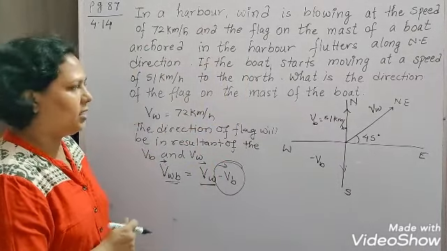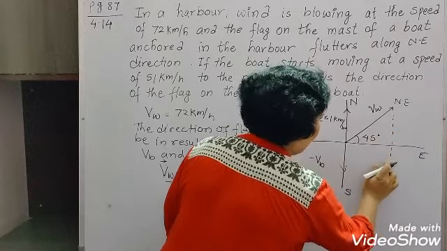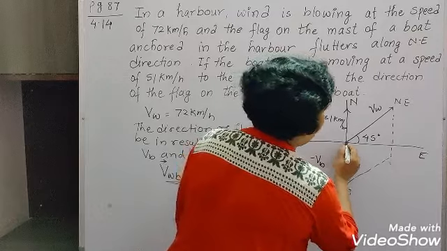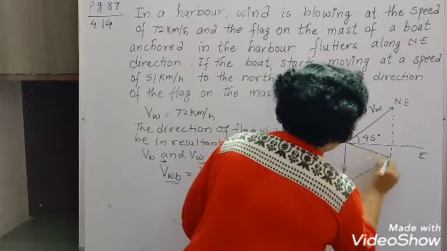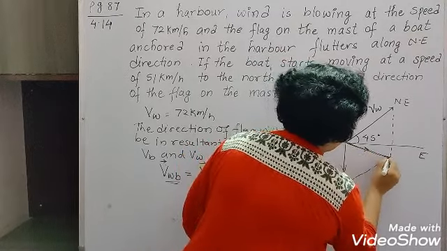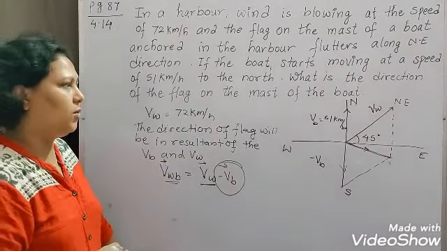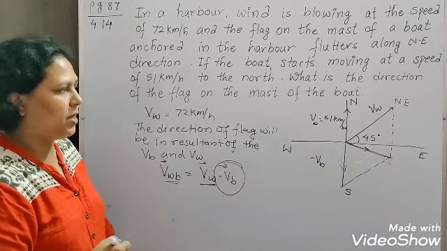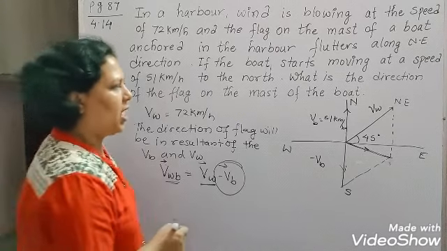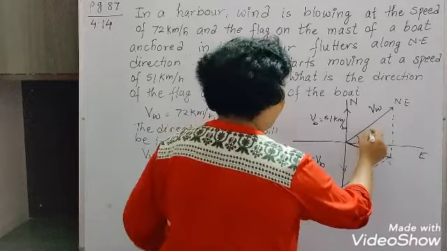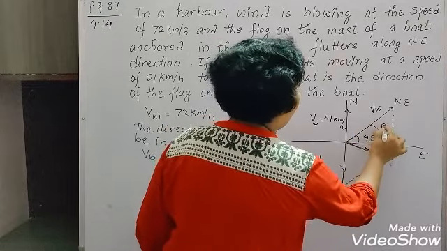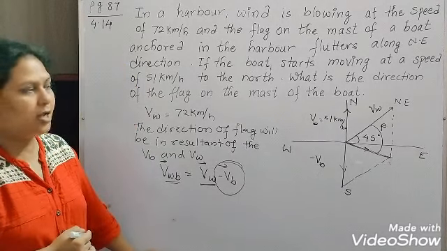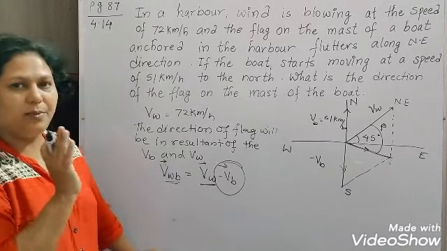If we apply the law of parallelogram here, we'll make a parallelogram in this way, and obviously you will find the resultant of these two in this direction, in the direction of the diagonal of the parallelogram made by these two sides VW and minus VB. So this will be the direction, and suppose this is the angle beta with the first vector. So we have to calculate angle beta here.